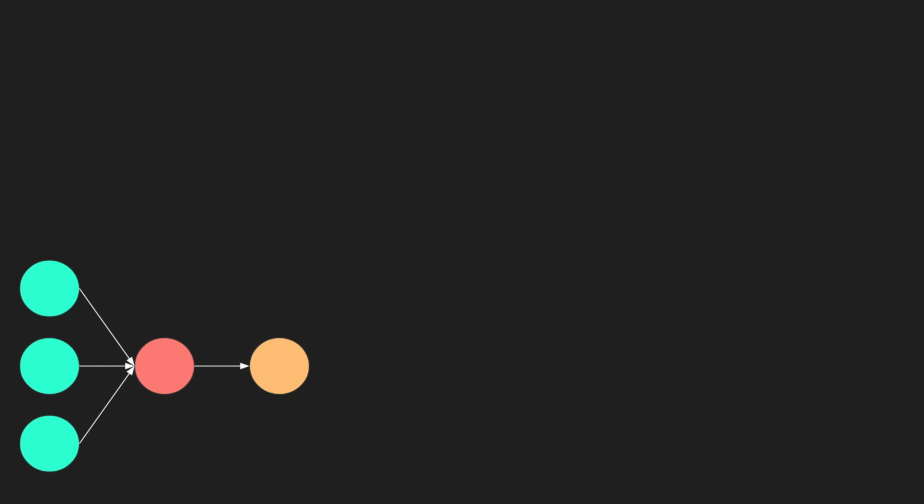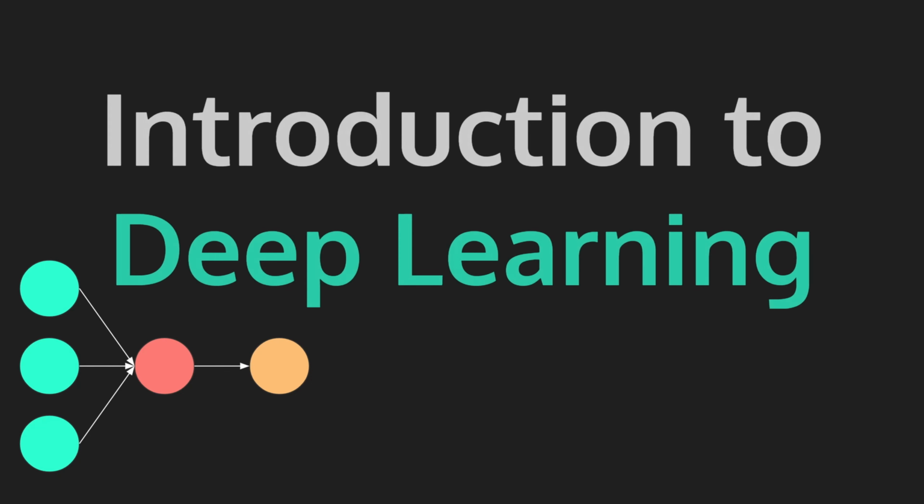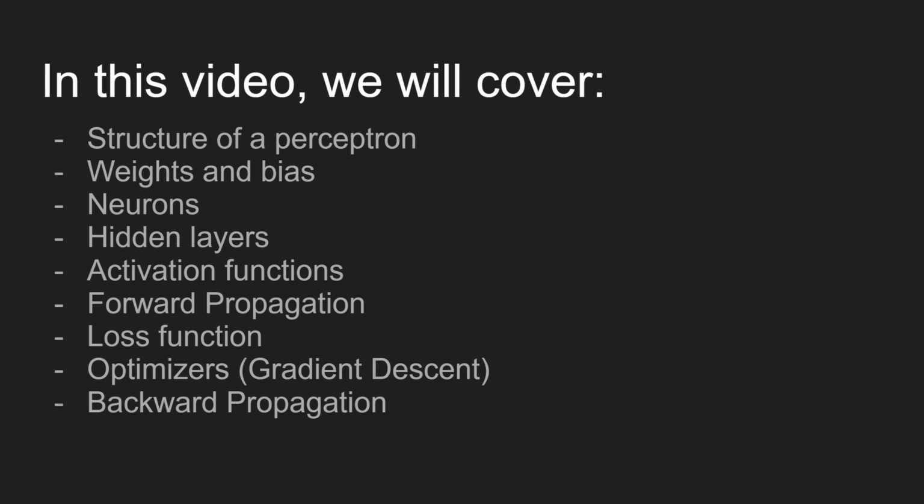In today's video, I will be providing an introduction to deep learning. Alright, so let's get started. In this video, we will cover the structure of a perceptron, weights and bias, neurons, hidden layers, activation functions, forward propagation, loss function, optimizers, especially gradient descent, and finally backward propagation. And if you're not familiar with any of these terms, don't worry, we'll cover them in the video. So without further ado, let's jump right in.